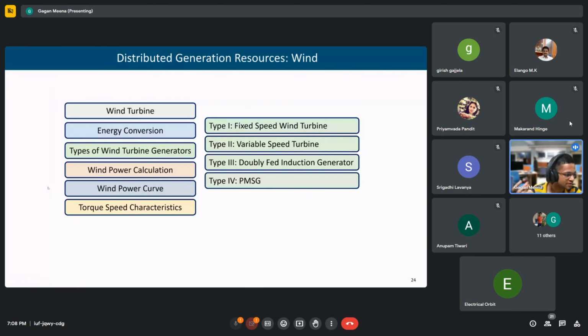So let us move to wind. For wind distributed generation resources we discussed how this energy conversion happens, and different types of wind turbines, type 1, 2, 3, and 4. And then how wind power is calculated, wind power curve, and torque speed characteristics. So this is the conversion process.